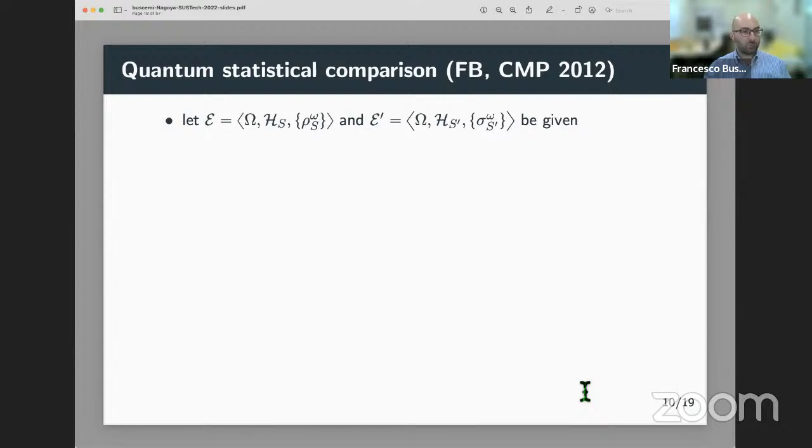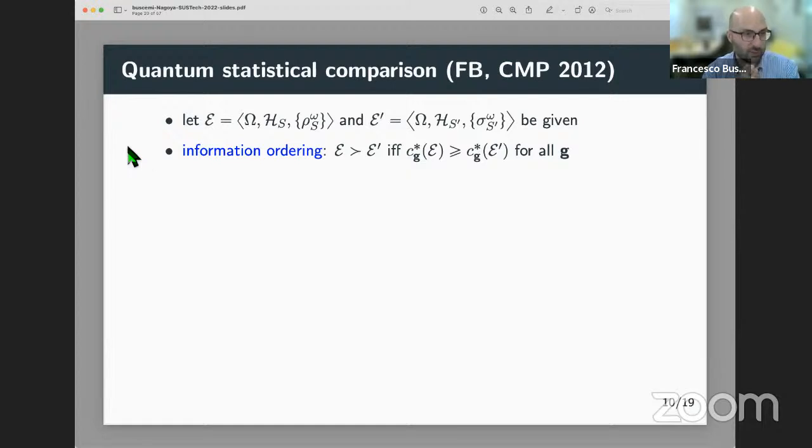So now I give you two quantum statistical models, E and E prime, and now we can define two information orderings that are analog of the classical information ordering of Blackwell. So the first one is this one that is exactly as the one in Blackwell. So E is more informative than E prime if and only if the max mean expected payoff from E is greater than or equal to the max mean expected payoff from E prime for all possible statistical decision problems G.